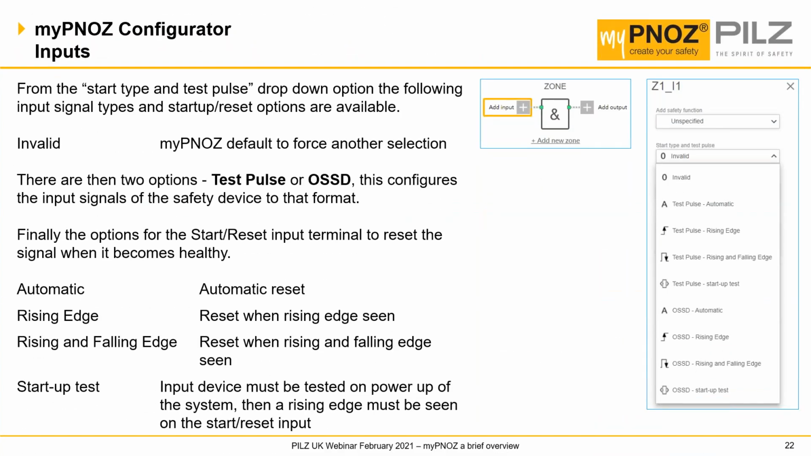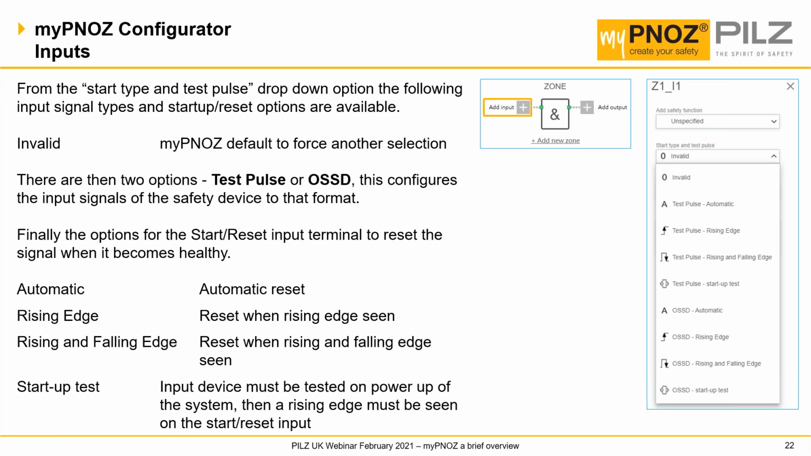The next item to choose is how the device is started and run and reset. So from the Start Type and Test Pulse drop-down option, the following input signals and Startup Test Pulse reset options are available. By default, when you've added an input, Invalid will be chosen by default to force you to make another selection. There are then two options, Test Pulse or OSSD. This configures the input signals to the safety device to that format.